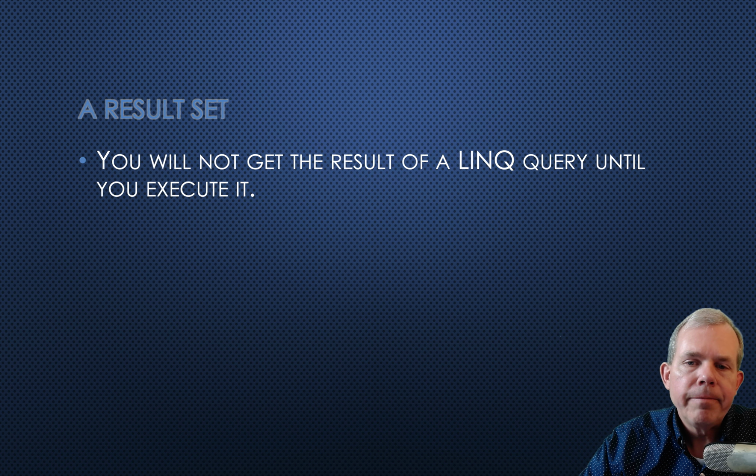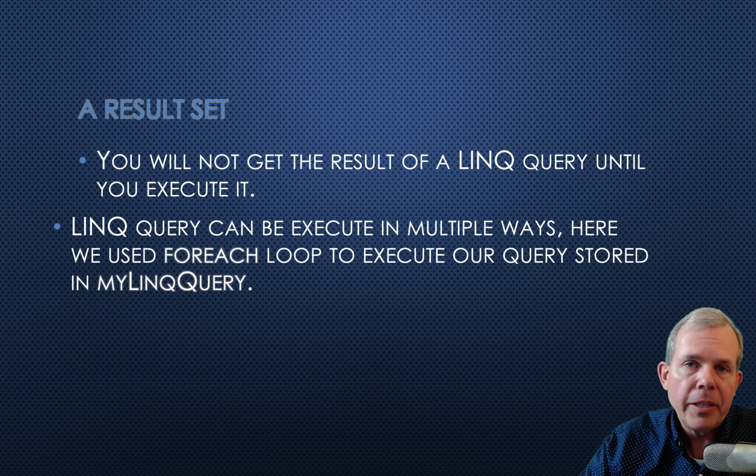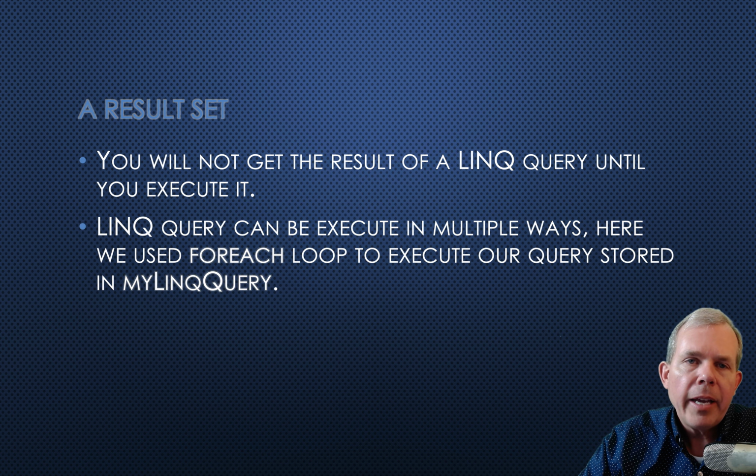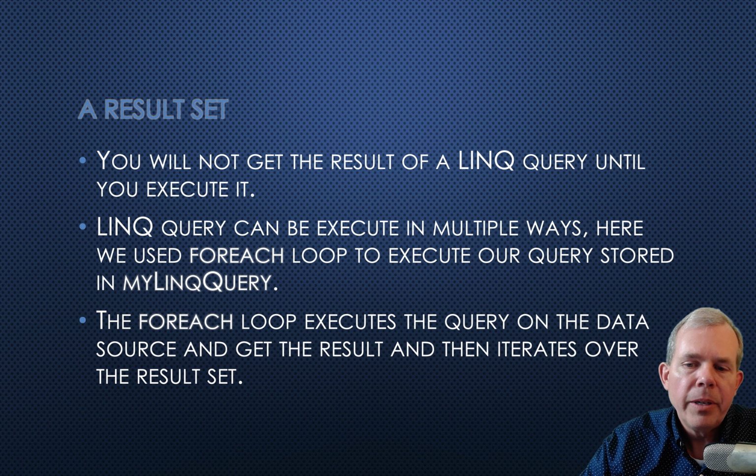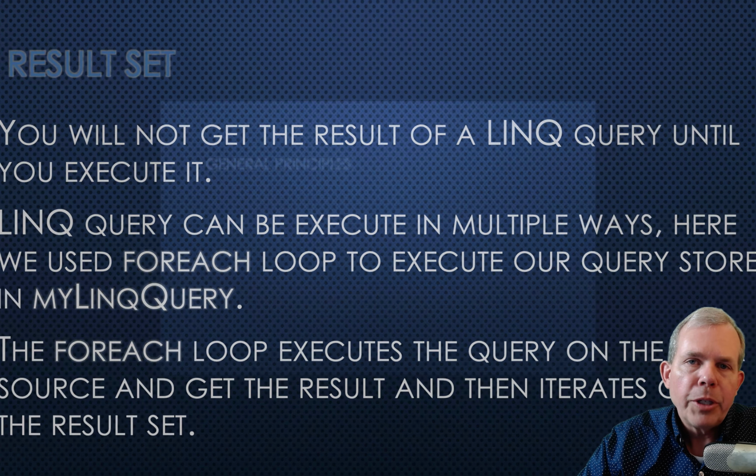What is a result set? So a result set is a query result. It's not a list, it's not an object, it's a bunch of things called a result set. You can execute it in multiple ways, and as I showed you earlier, we use the foreach loop. The foreach loop gives the result set in object format.